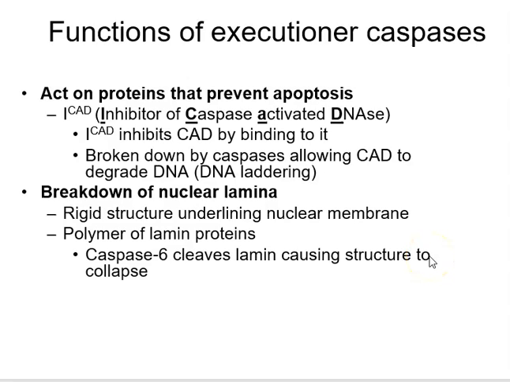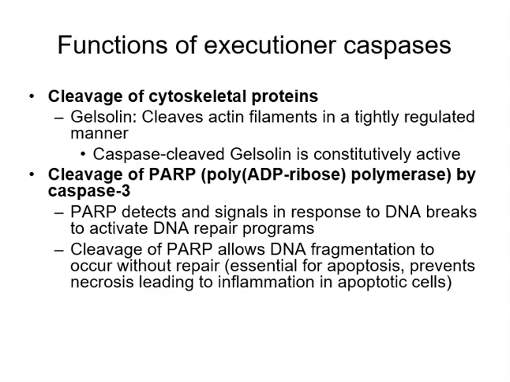In addition, caspase 6 becomes activated, and that will cleave lamin, and that will cause the nuclear membrane to change its structure and to allow chromatin to collapse, but also allow the nucleus to be broken down into smaller fragments for phagocytosis to occur. So nuclear lamin is broken down to allow the cell to be broken up into several pieces.